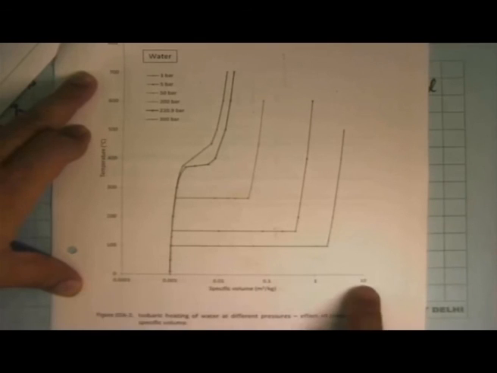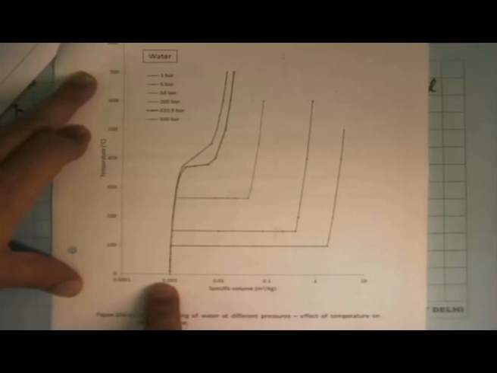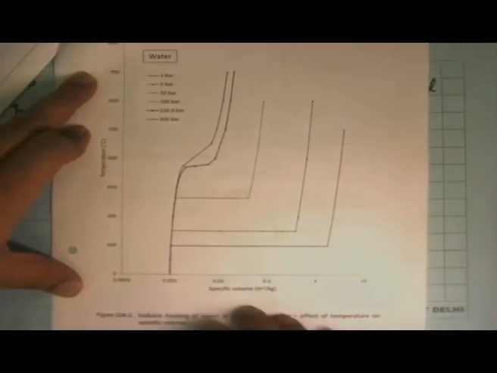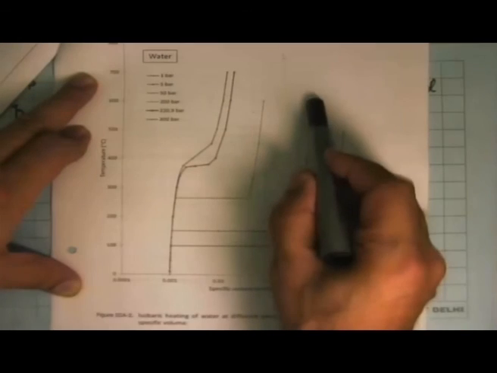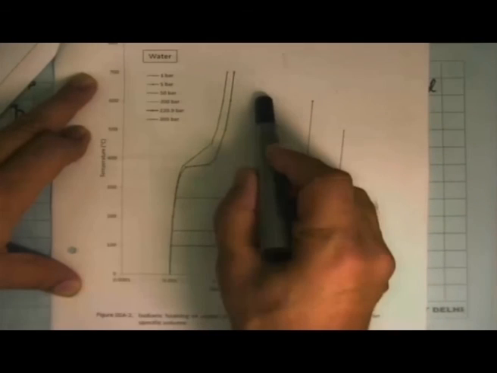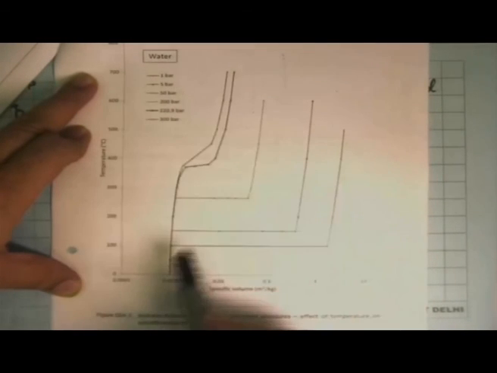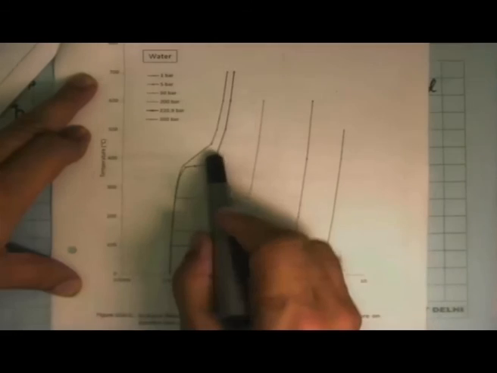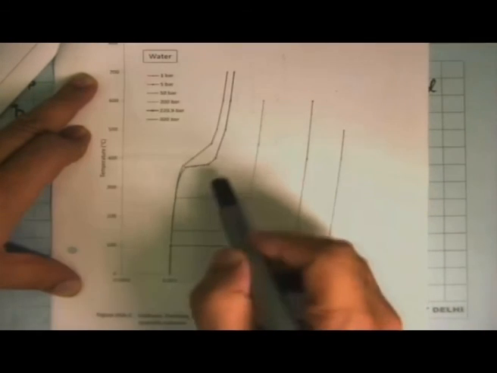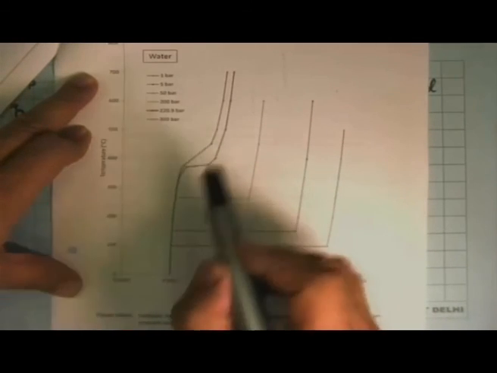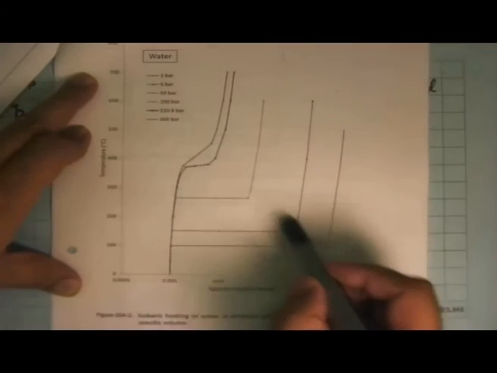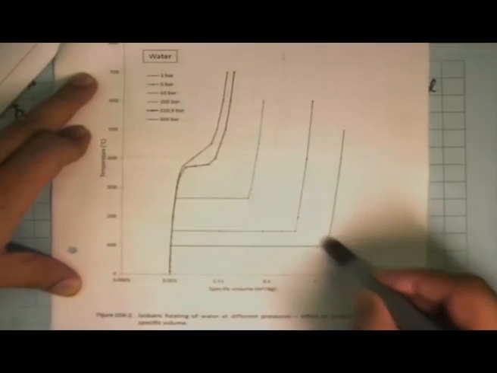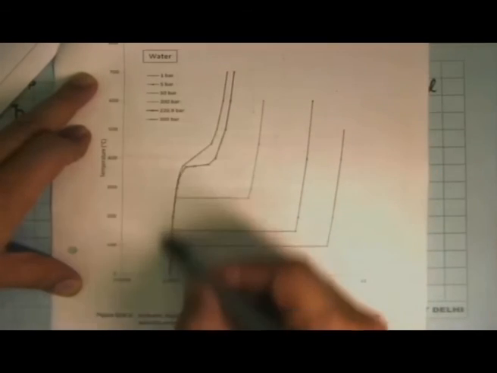And the specific volume I have kept on a logarithmic scale, whereas temperature is a linear scale. And what you see is what I just explained. This is at 1 bar, this is at 5 bar, this is at 50 bar, then you have 220 bar, and the top one 300 bar. And so these are all the saturated vapor states, these are all the saturated liquid states.